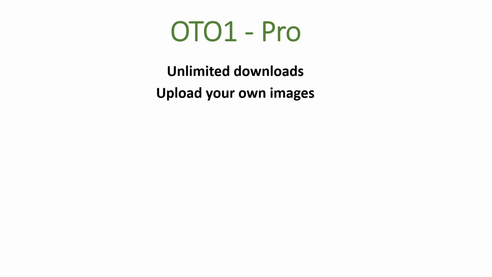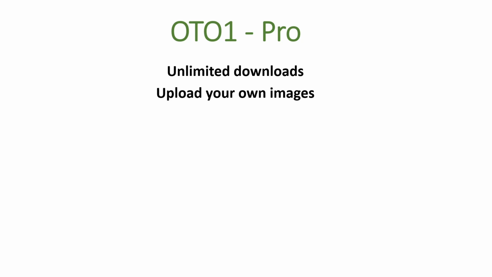Again, what I'll be doing is logging into a separate version here that just shows the front end plus OTO number 1. One of the main features here for OTO number 1 is that you get unlimited downloads, whereas in the front end version, you're only able to click the download button 100 times. From here, the other big feature is that you can upload your own images.